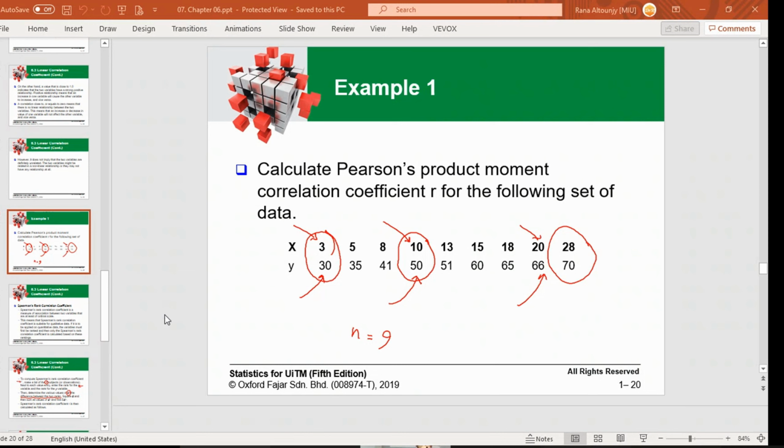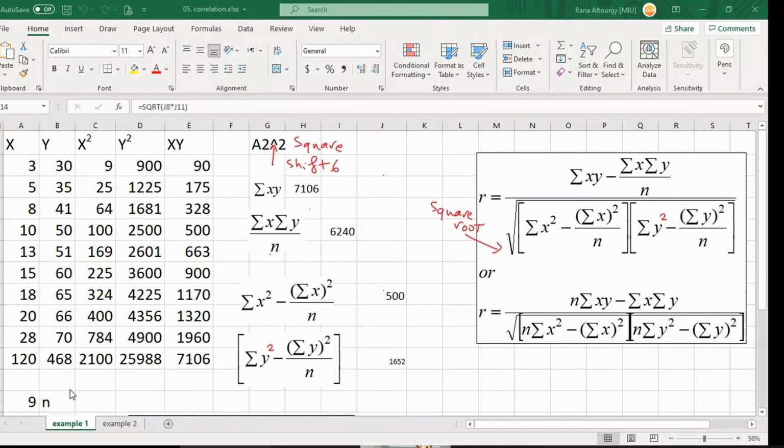Okay? So this value with this value is one observation. This is also one observation. So we have 1, 2, 3, 4, 5, 6, 7, 8, and 9. So let's take those values and start to apply the equation. I will take you to the Excel, because it's easier than using the financial calculator.